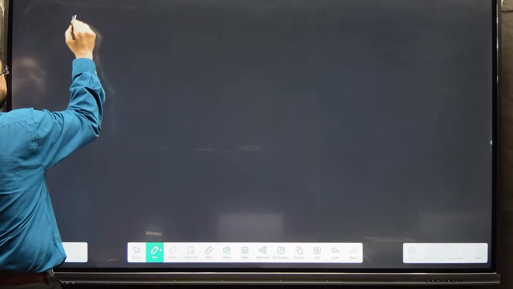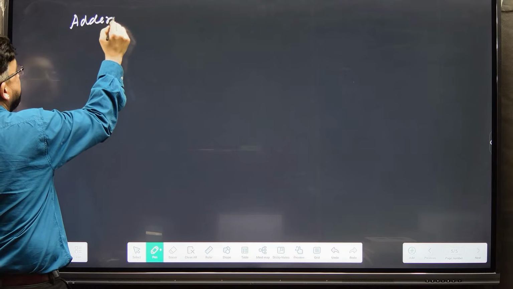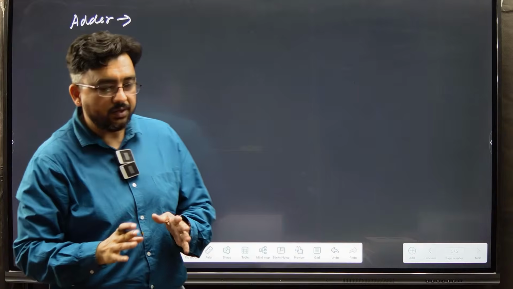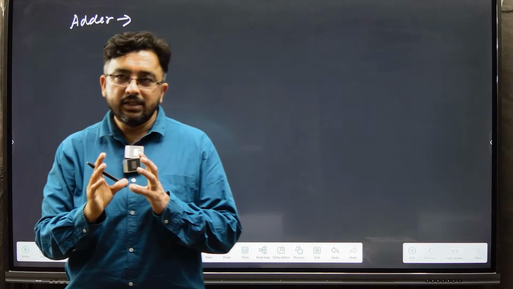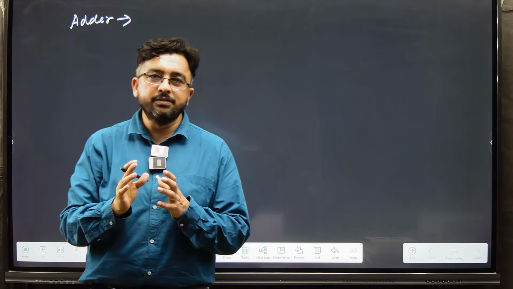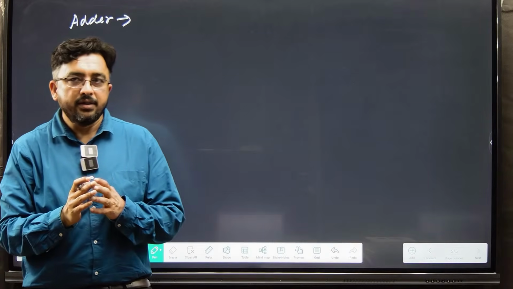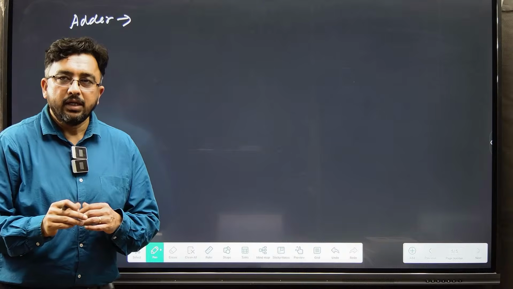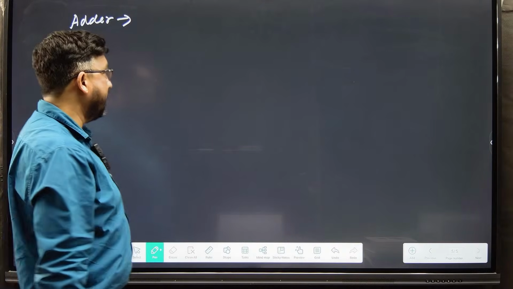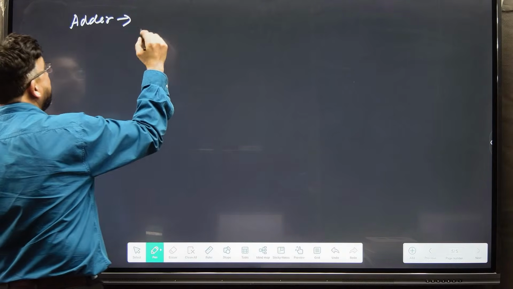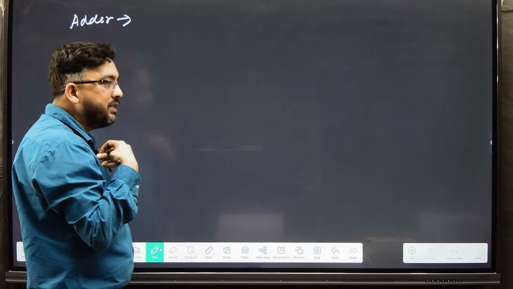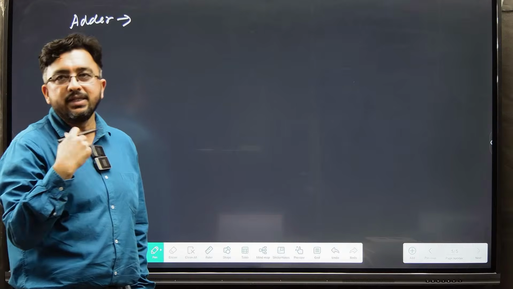Now adder. So what is adder? Adder is basically a device, or adder is basically a circuit which is made up of gates and which performs the addition operation. Okay, for example, adder is a device. Why did I say a device? Why am I not saying a component?